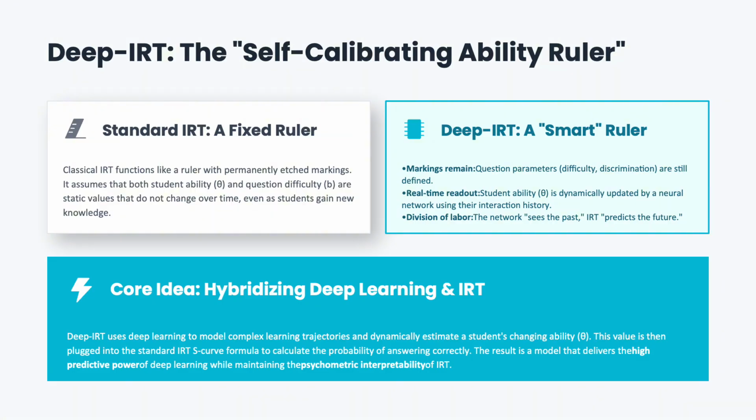Instead of using a one-size-fits-all scale, it understands that a student's ability isn't a fixed number. It can change depending on the context, the time of day, or the topic. Similarly, a question's difficulty might feel different to different students. Deep IRT dynamically figures out both the student's current ability level and the question's actual difficulty in the moment, leading to a much more accurate and personalized assessment.